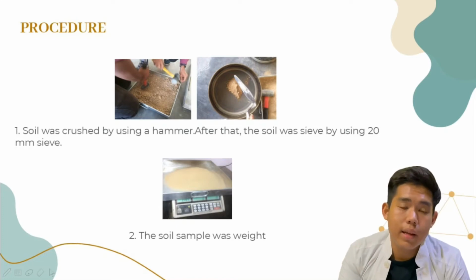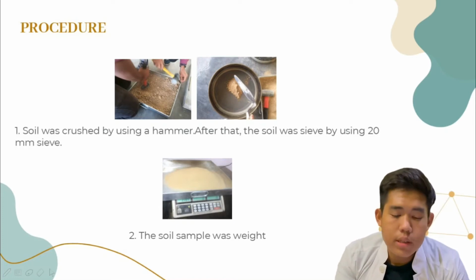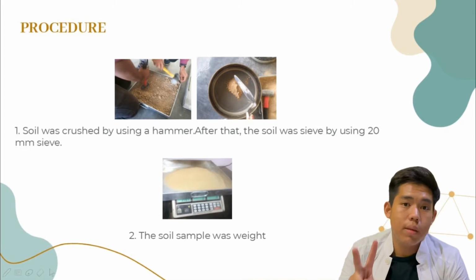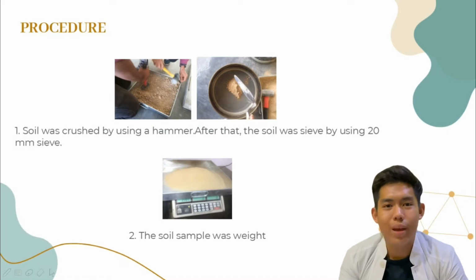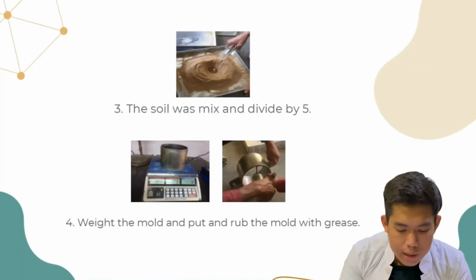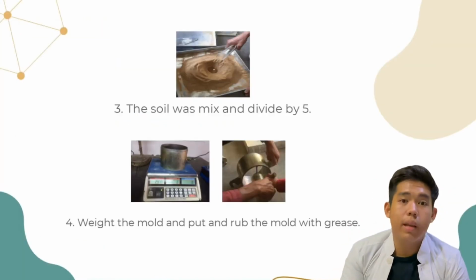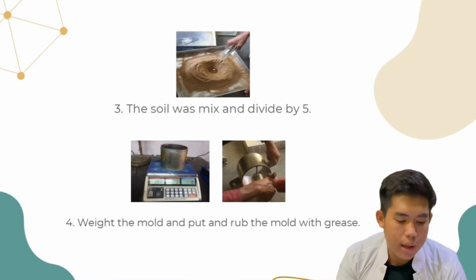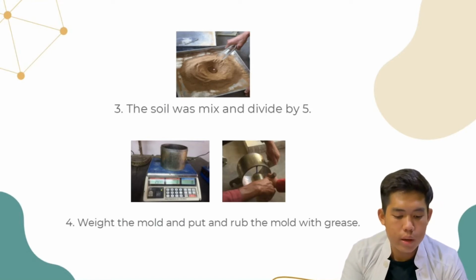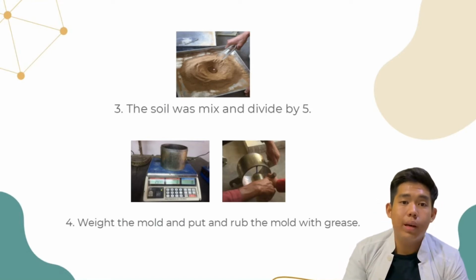After that, the soil was sieved by using a 20mm sieve. Number 2, the soil sample was weighed. Number 3, the soil was mixed and divided by 5. Number 4, weigh the mold and put it with the rub, and coat the mold with grease.